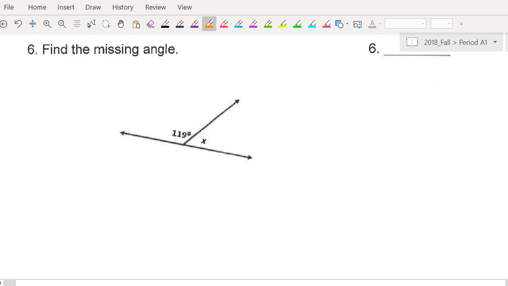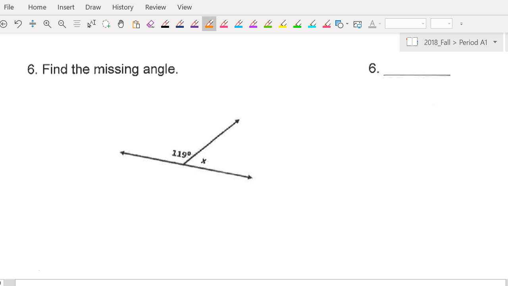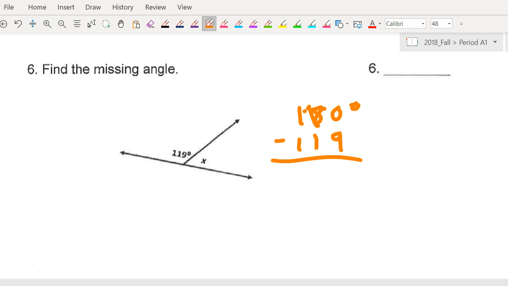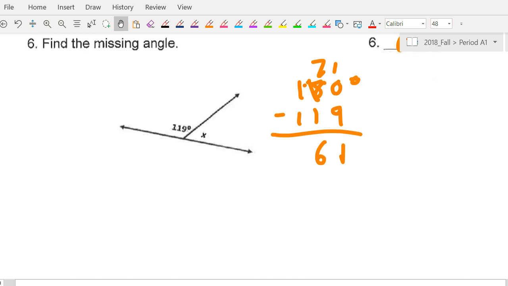All right. Okay, how do we find this missing angle? You said subtract from 180, because it's a straight line. These are correct, and we get something like 61. Was that the answer? Yeah. Cool. All right, 61 degrees. Yay. Any questions so far?